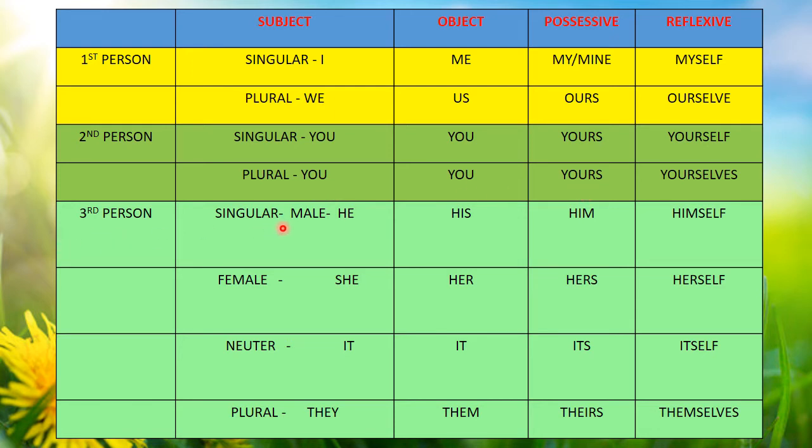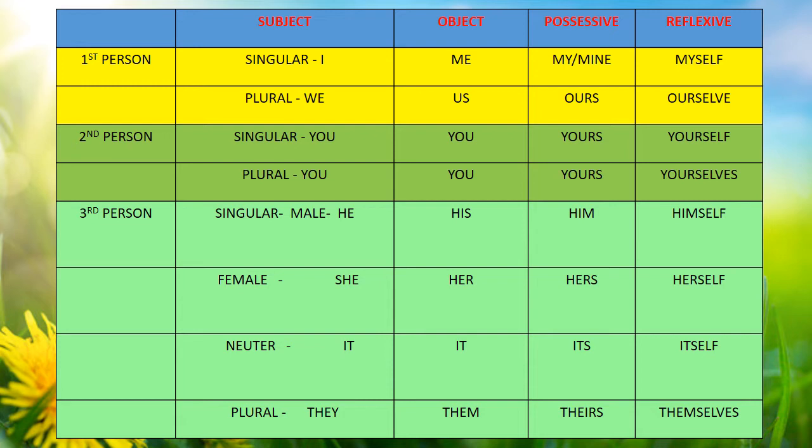Then third person singular male, he, his, him. Third person female, she, her, hers. Then neuter. Neuter means not female, not male. It refers to names of things and animals. So neuter, it, its. Then plural we have they, them and theirs. So this is about the pronoun chart. Now let's go to the next slide and see the exercise from your textbook.